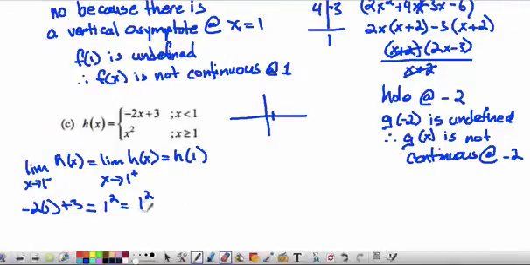Now we just needed to make sure that these are all equal to each other. This is a true statement here. So negative 2 times 1 is negative 2 plus 3 is 1. 1 squared is 1, and 1 squared is 1. So because all these parts are equal, h of x is continuous at 1.